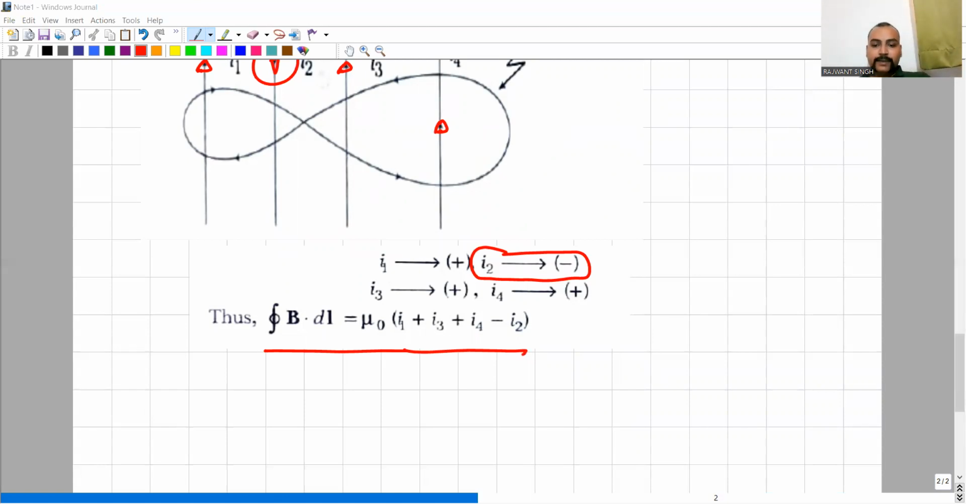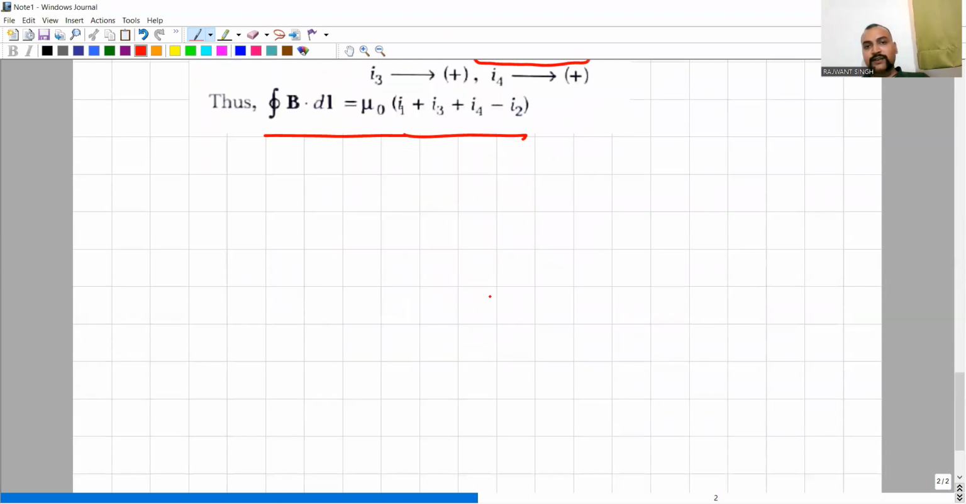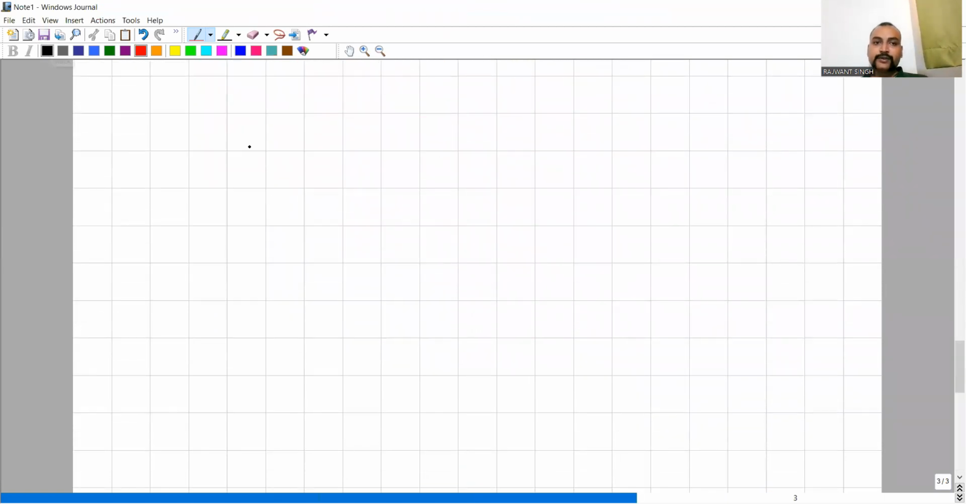Now, next is the application of this Ampere circuital law. So where do we apply this? First, we are going to apply this Ampere circuital law in the case of an infinite long conductor. We have already done derivations related to the infinite long conductor, and just for the reminder, this was our derivation.